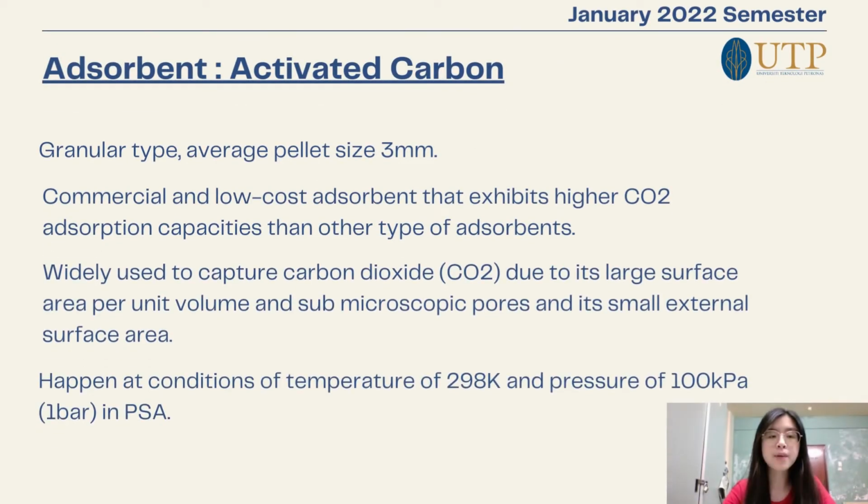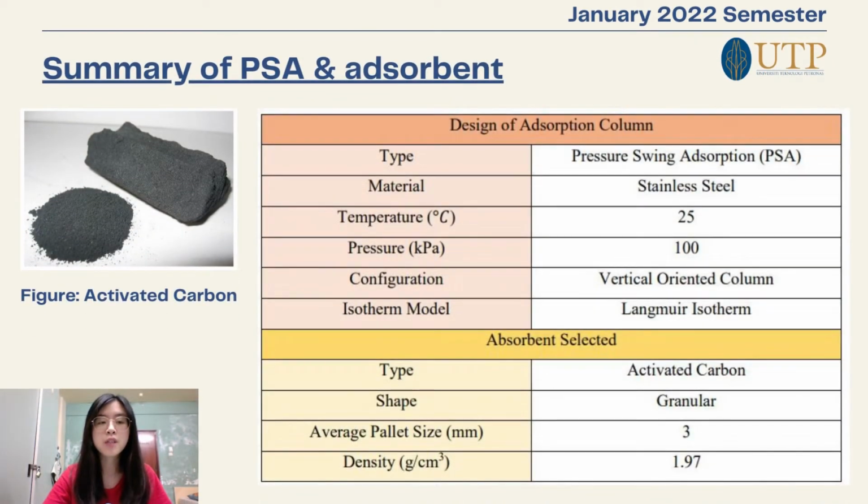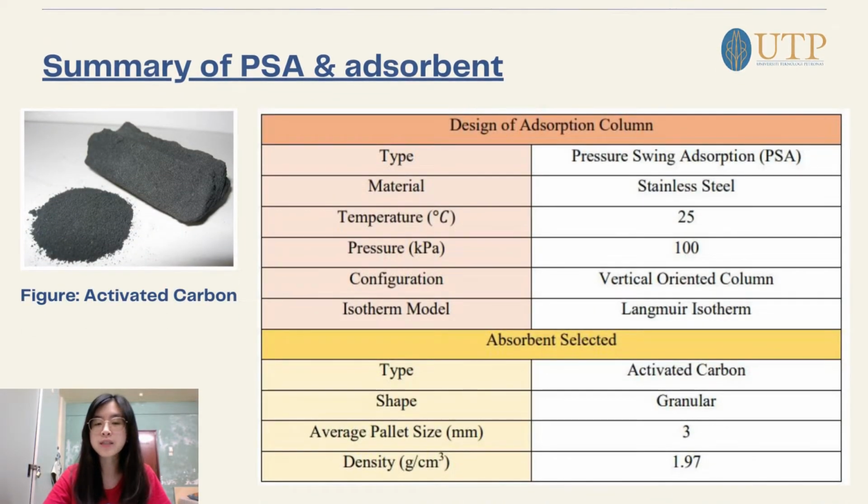Apart from that, activated carbon with pellet size of 3 mm has been selected as the absorbent as it is a commercial and low-cost absorbent that exhibits higher carbon dioxide gas absorption capacity. Besides, it is widely used to capture carbon dioxide gas due to its large surface area per unit volume. The submicroscopic pores provide more external surface area too. The summary of the design of the absorption column and the absorbent is shown in this table.